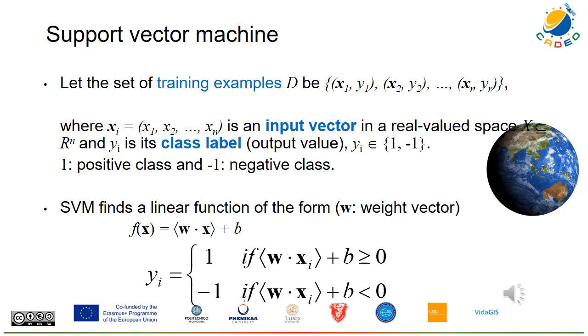SVM finds a linear function which follows the general form below: f(x) equals wx plus b. Here w is a vector, a weight vector. From the text above, we can see xi is also a vector. So if w times x plus b is not less than 0, then yi equals 1, and when w times xi plus b is smaller than 0, then yi equals minus 1. So in this way, this linear function can separate the 2 classes correctly.